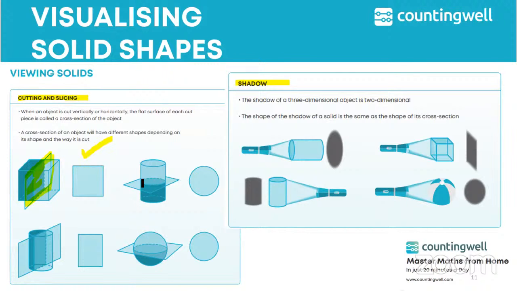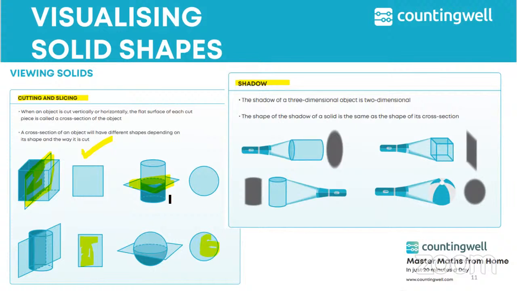If the cylinder is cut like this, then the cross section of this cylinder will be circular in shape. Note that the cross section of an object is a 2D shape, meaning it only shows the outline. Now, if the cylinder is cut in this way, the cross section will be a rectangle. If a sphere is cut in this way, then the cross section will be circular in shape.